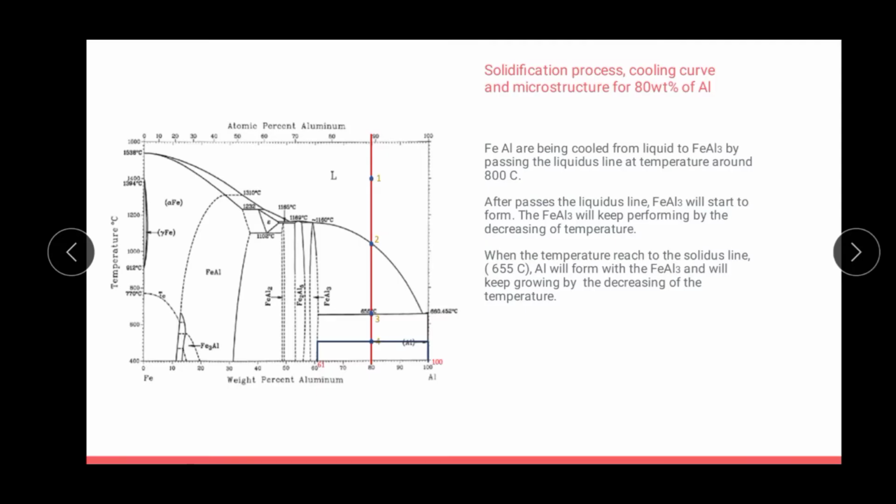Solidification process, cooling curve, and microstructure for 80 percentage of aluminium. Iron aluminide is cooled from liquid to FeAl3 by passing the liquidus line at a temperature around 800 degrees Celsius. After passing the liquidus line, FeAl3 will start to form and will keep forming as the temperature decreases. When the temperature reaches the solidus line at 655 degrees Celsius, aluminium will form with the FeAl3 and will keep growing as the temperature decreases.